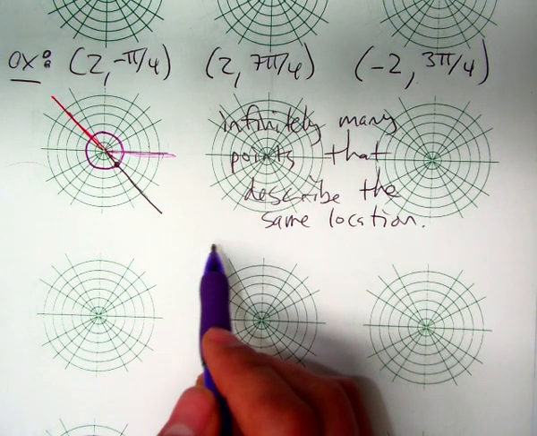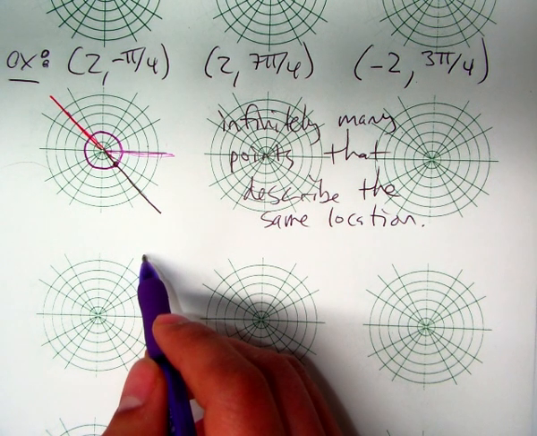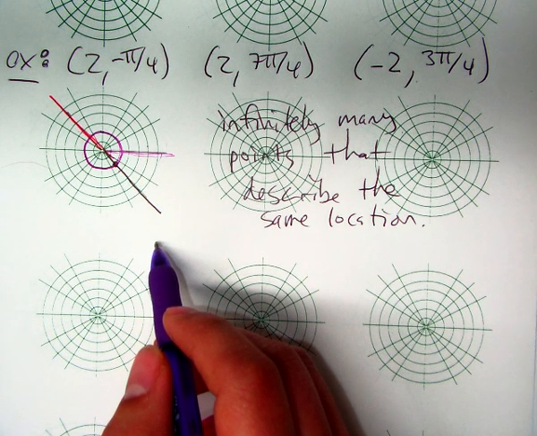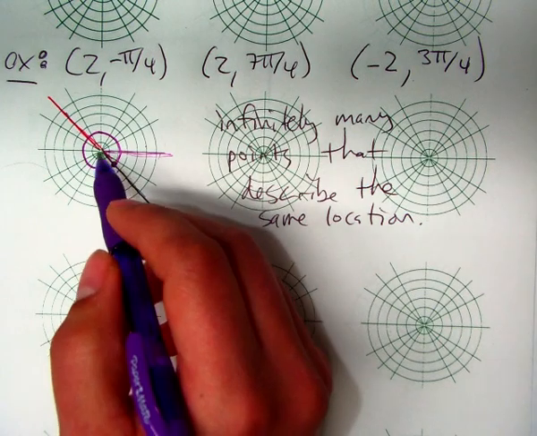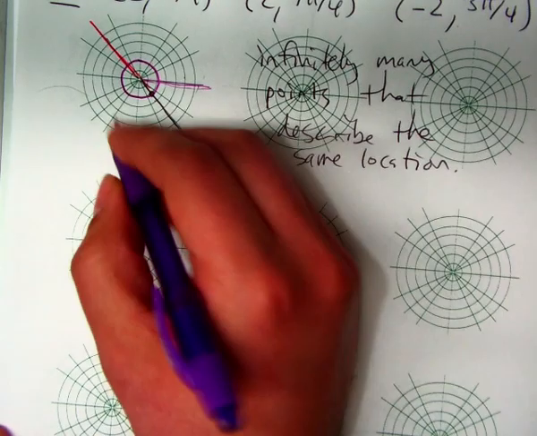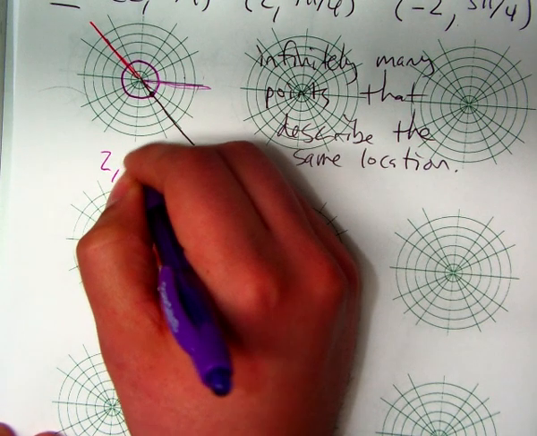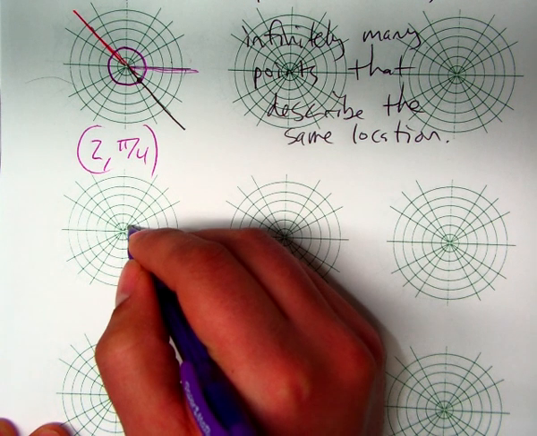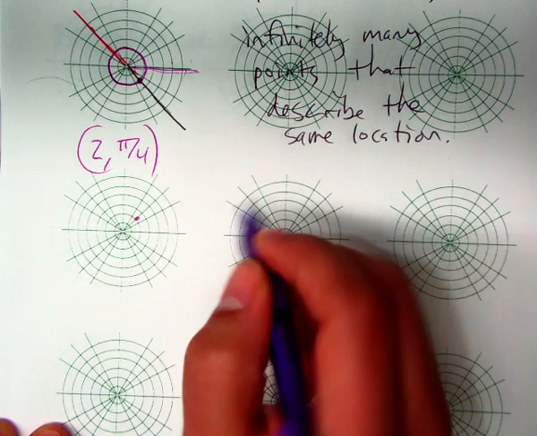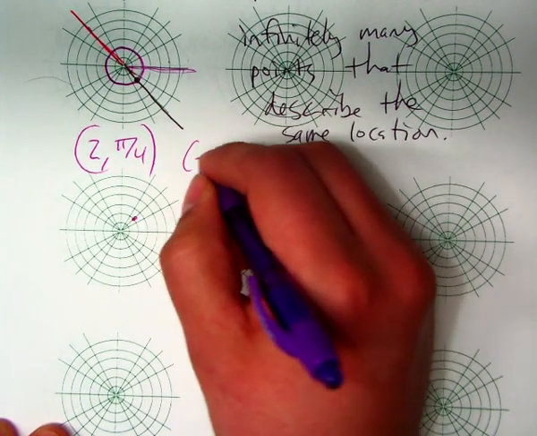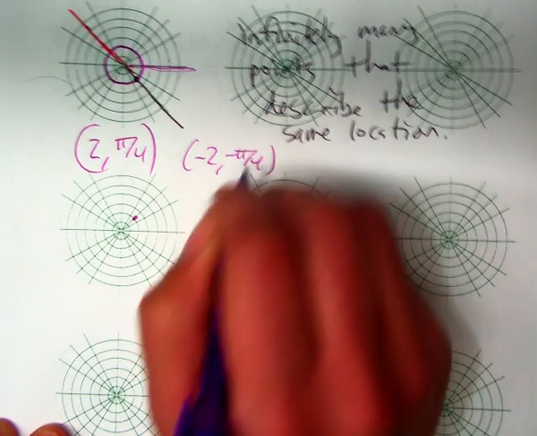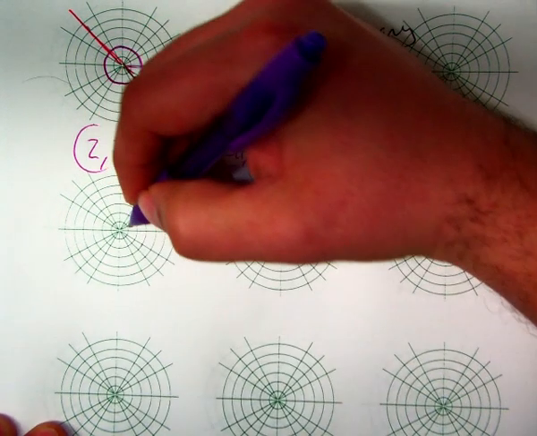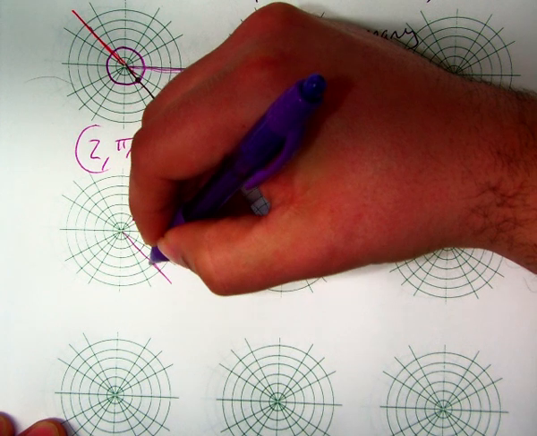Yes. Would saying negative 2 comma negative pi over 4 be the same as 2 comma pi over 4? No. Good question though. So let's look at it. You said 2 comma pi over 4. That would be rotate 45 degrees, go out 2 units, right? Yeah. So right here. And what was the other one you gave me? Negative 2 comma pi over 4. So you go pi over 4, which is here, but we're going to go backwards 2 units.